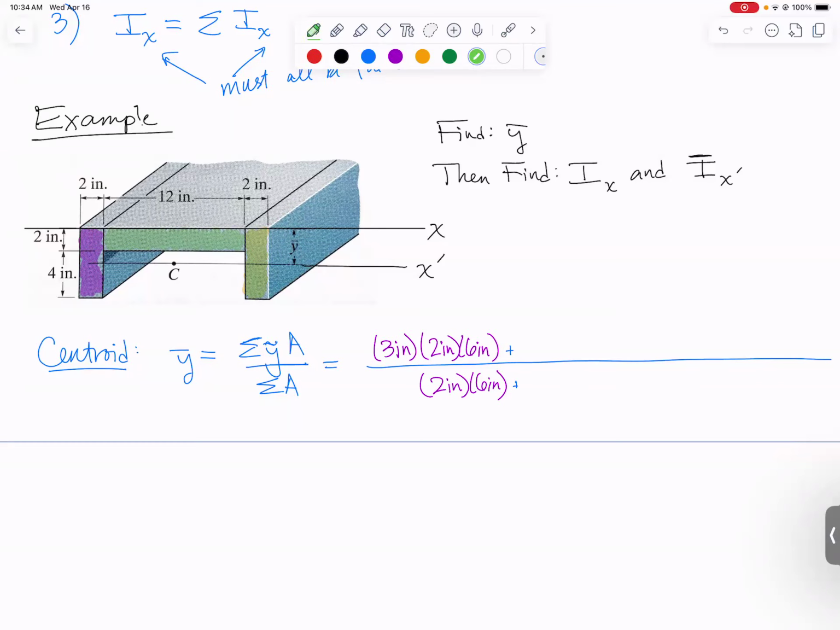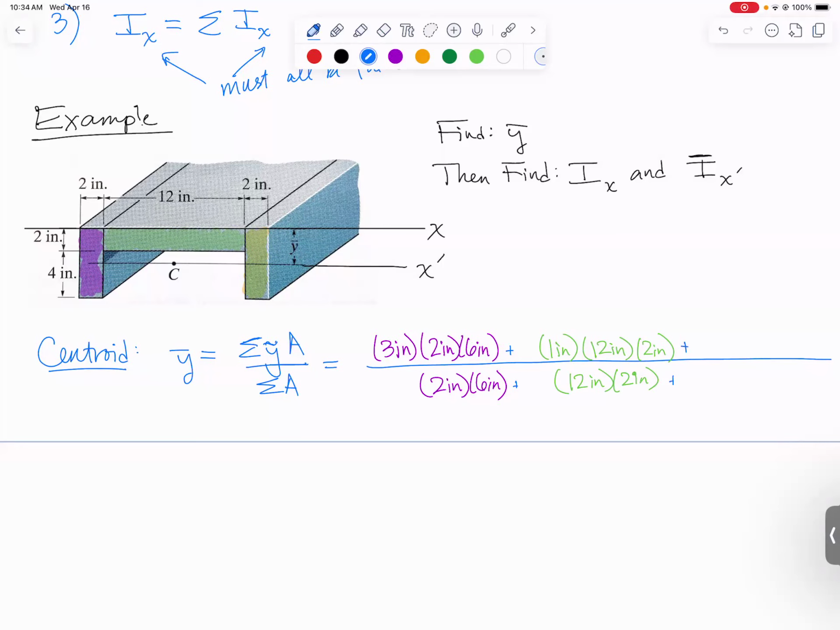The green one is 2 inches tall, so its centroid is going to be halfway down, 1 inch down. So the y tilde is 1 inch. And the area: it is 12 inches wide and 2 inches tall. So on the bottom, we'll put 12 inches times 2 inches.